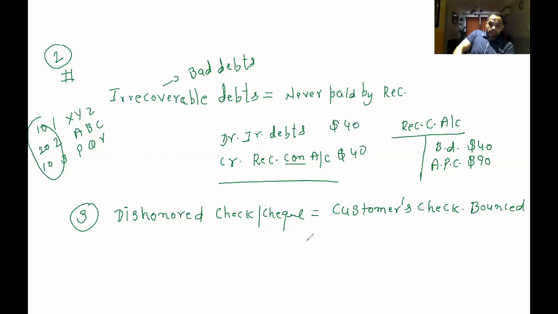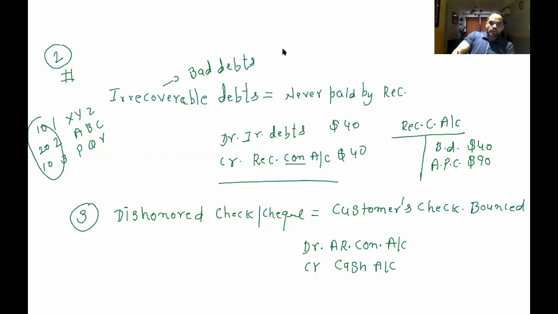Customer check bounced. Debit accounts receivable control accounts, because you have various kinds of checks, right? Debit accounts receivable control accounts. Credit will be cash. Okay.